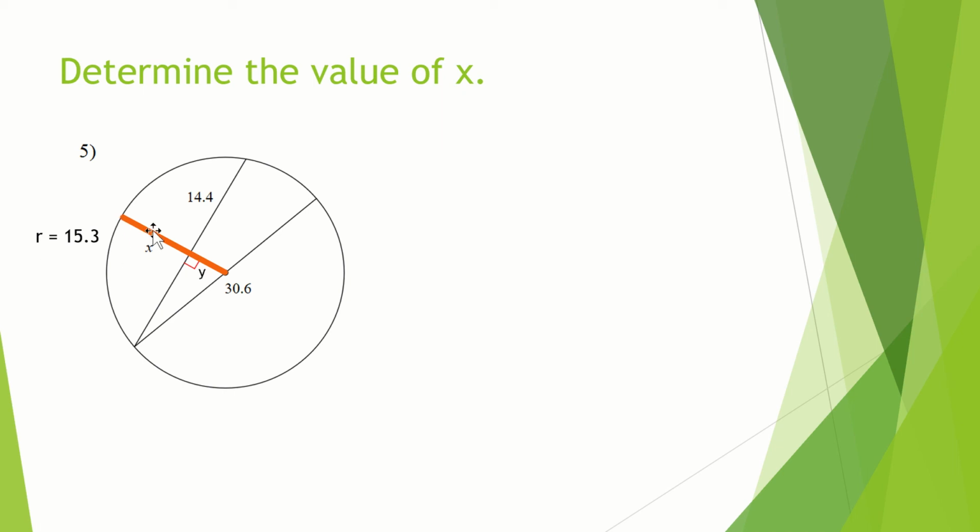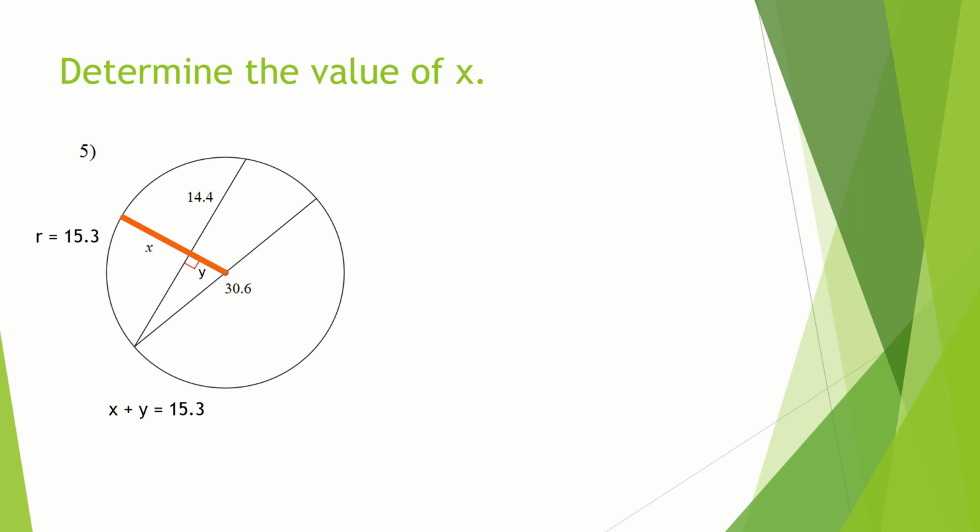So we have to determine what this distance x is, but it's going to be helpful to figure out what this distance y is, because if we do that, then we can just take the radius and subtract that distance y. And we can figure out what y is using the Pythagorean theorem. So remember, we know that x plus y has to be equal to the radius, right? 15.3, because if you add up these two, you get the orange line. So how do we figure out what y is?